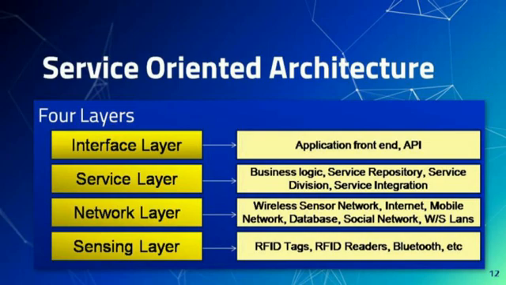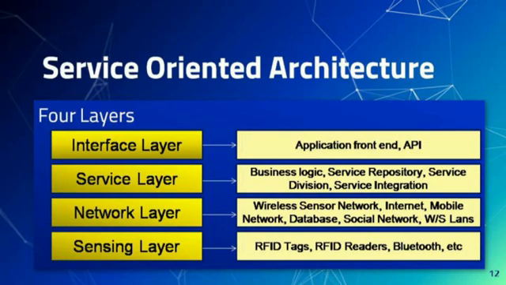That is the purpose of the sensing layer. Next we have the network layer. This is a repeated topic. Anyway, we will see all the technologies used in the network layer: wireless sensor network, internet, mobile network, database, social network, wireless LANs. So all these are the technologies used in the network layer.